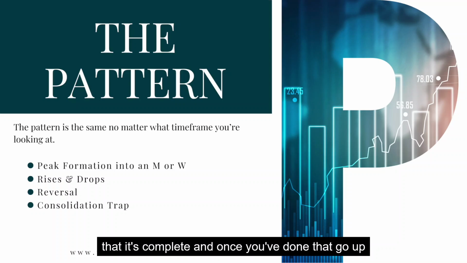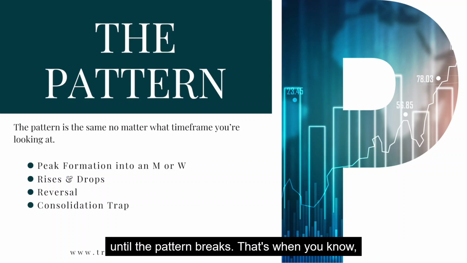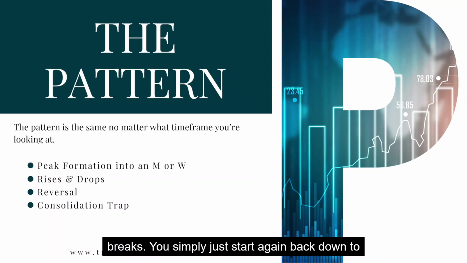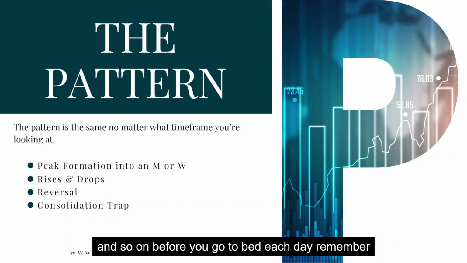And once you've done that, go up a time frame again. And then you just keep repeating this until the pattern breaks. That's when you know the market maker has reached their limit. Once the model breaks, you simply just start again. Back down to the 5 minute, trying to identify the model beginning there and so on.